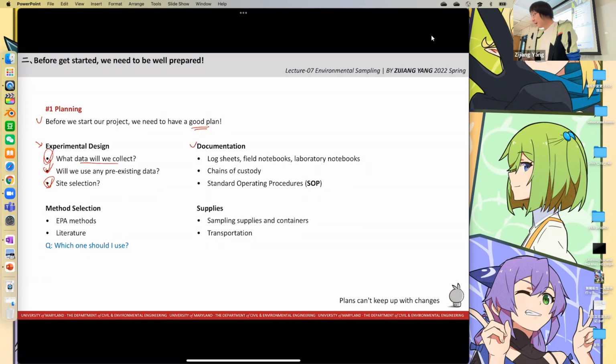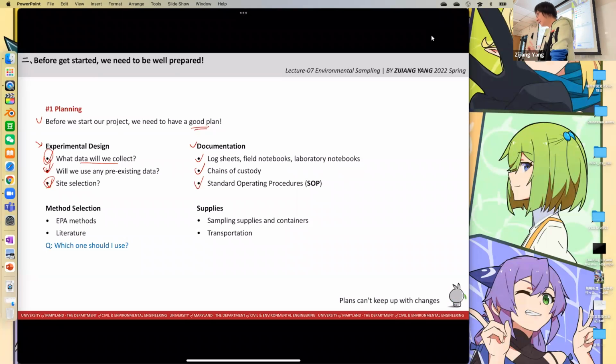The next one is documentation. We need to have log sheets, field notebooks, and lab notebooks. We also need to do chain of custody, but for us, we do not do that. But for Maria, she will be managing all of this and making sure we can get everything that we want.